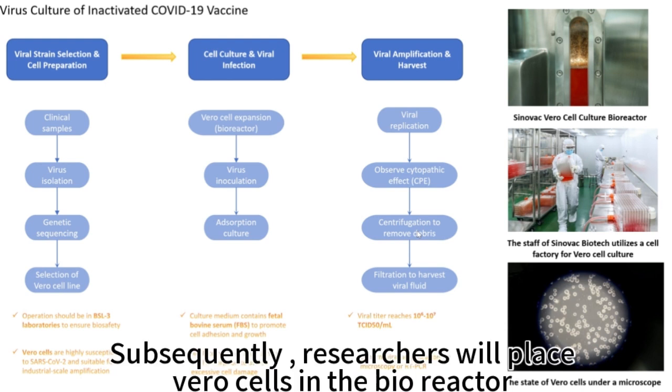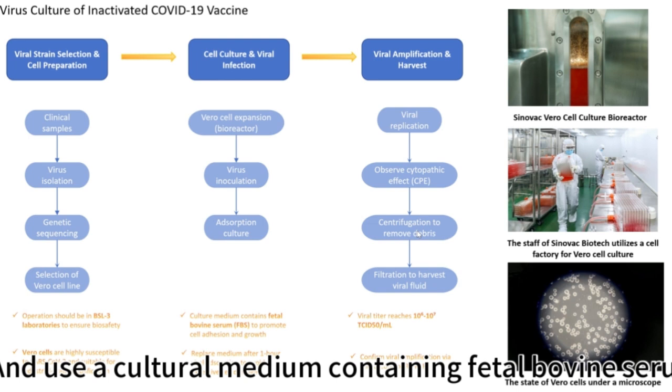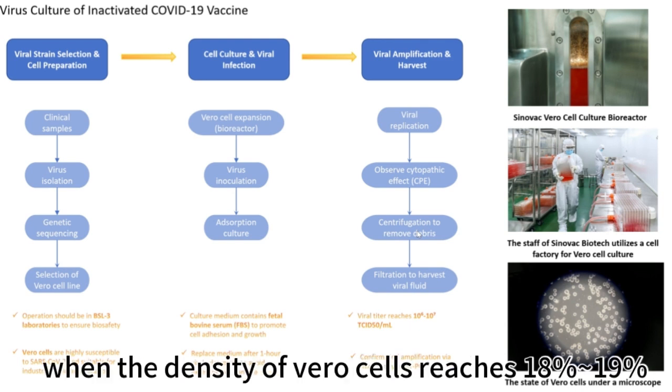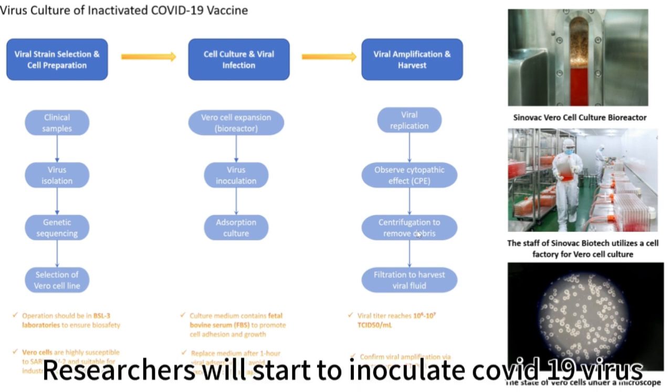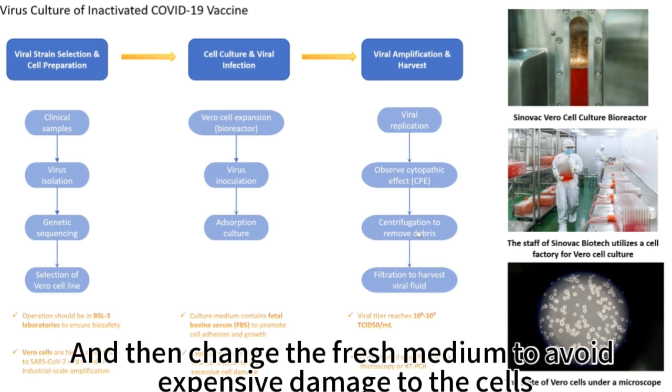Subsequently, researchers will place viral cells in a bioreactor, such as a basket bioreactor, for expansion and use a culture medium containing fetal bovine serum to promote cell adhesion growth. When the density of viral cells reaches 18% to 19%, researchers will start to inoculate COVID-19 virus, and they let the virus absorb the cells for 1 hour and then change the fresh medium to avoid excessive damage to the cells.